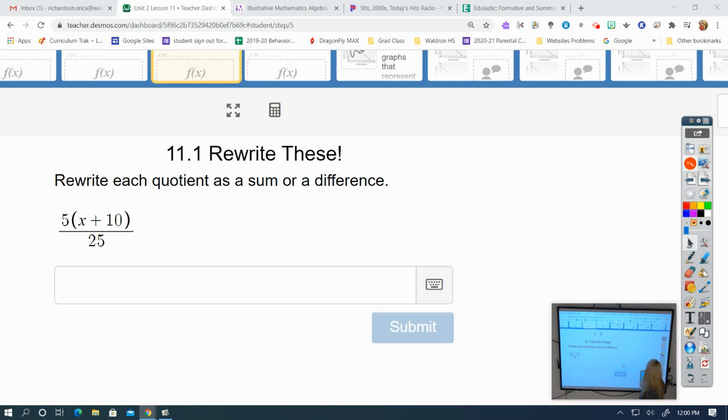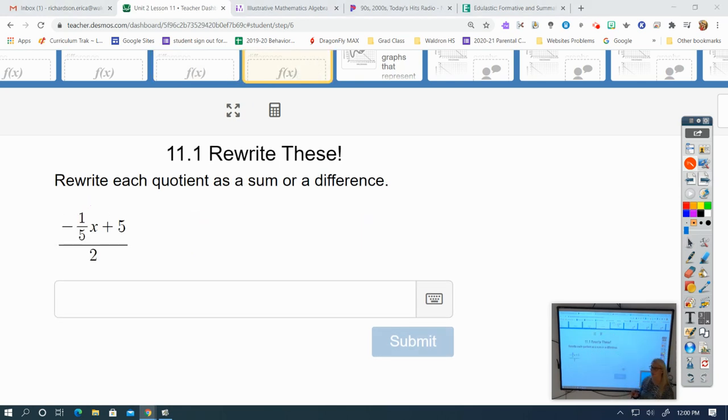Okay. Here, this one's a little more involved. We have to do the distributive property before we move on. So 5 times x is 5x, and 5 times 10 is 50. So we have to divide that by 25. So then we can split each part and get our sum or difference. So 5x divided by 25 becomes 1/5 x, and 50 divided by 25 is 2. Okay, so you have 1/5 x plus 2. So here our slope would be 1/5 and our y-intercept would be 2.